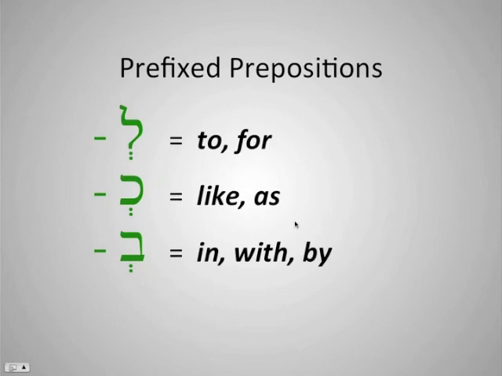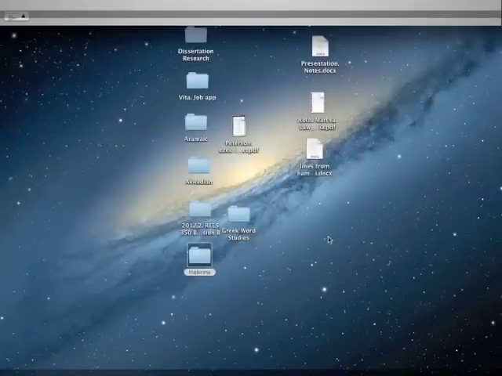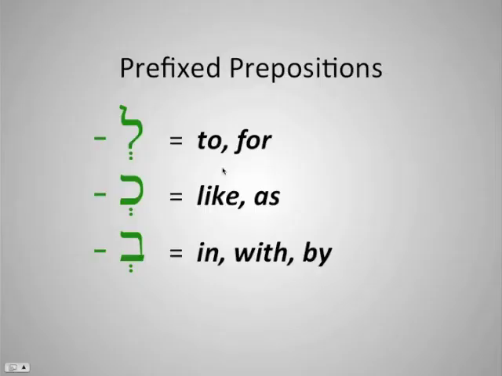Again, we've talked about the prefix prepositions, how each of these three letters actually stands for a meaning itself when it's a prefixed letter before a noun. Again, lamed means to or for when it's a prefix. Kaf means like or as when it's a prefix. And beit means in, by, or with when it's a prefix. We'll look at a couple of examples next.